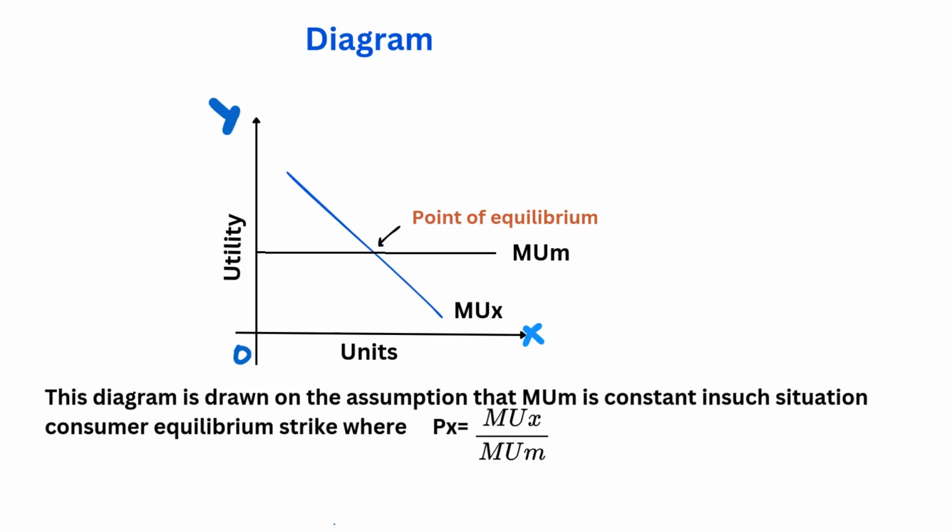At last, we will make the diagram. On the y-axis, we will write utility, and on the x-axis, we will write units. Learners, make the diagram as it is made here. After making it, we will explain it. The diagram is drawn on the assumption that MUM is constant, and in such a situation, the consumer's equilibrium is struck where Px equals MUX upon MUM.